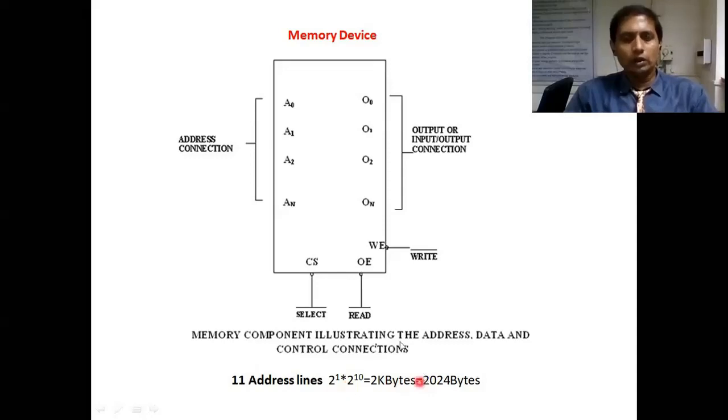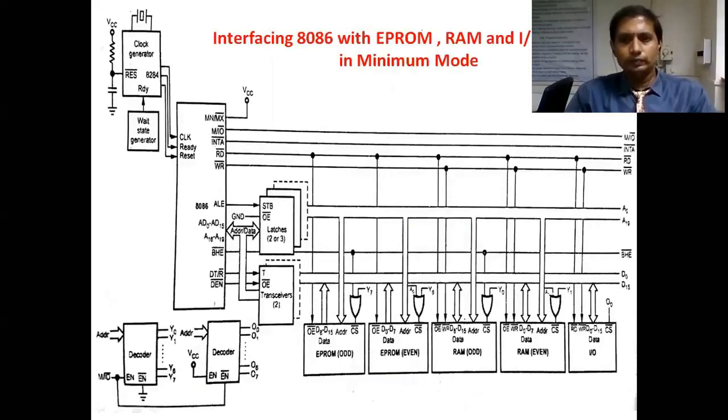Now let us see how this type of memory is interfacing to 8086 in both minimum mode and maximum mode. Let us see this particular diagram. This is interfacing 8086 with EPROM and RAM as well as IO devices, especially in which mode? Minimum mode. Let us see in minimum mode.